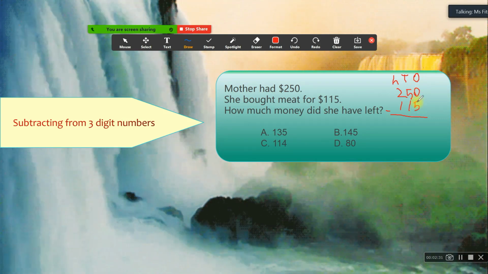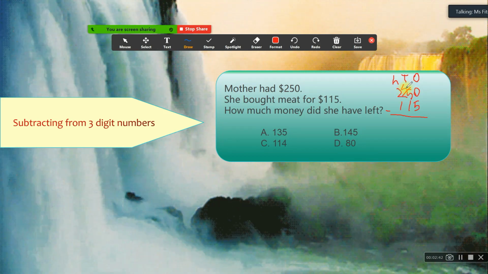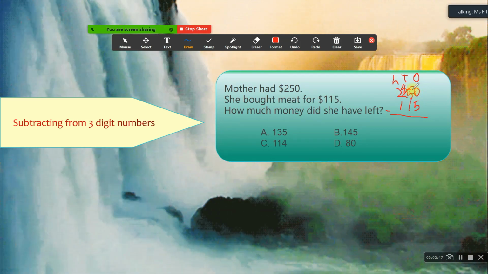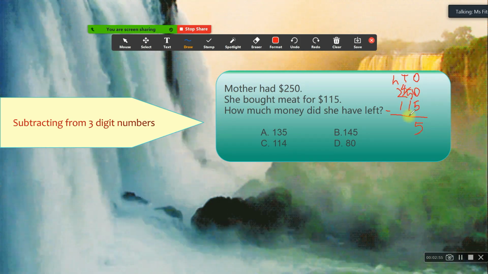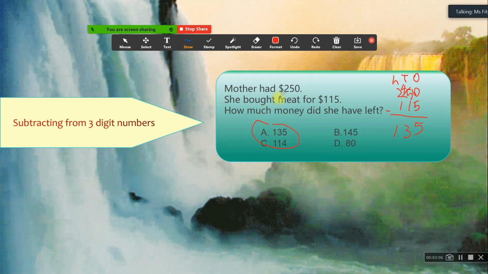0 minus 5. 0 is smaller than 5, so we must borrow from 5. 5 is borrowed, so 5 minus 1 becomes 4. And then 0 becomes 10. 10 minus 5 becomes 5. And then 4 minus 1 becomes 3. 2 minus 1 becomes 1. So the answer is 135. The answer is A.